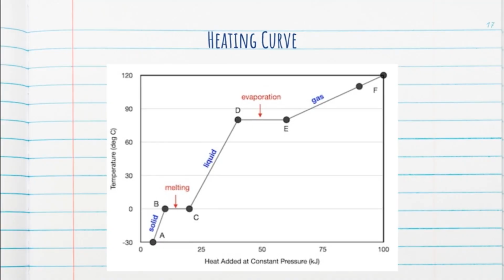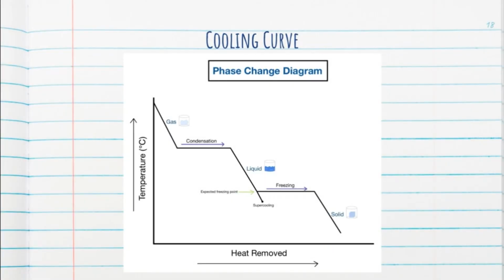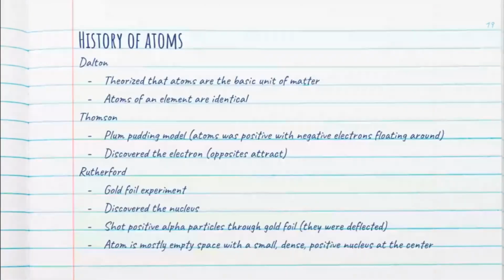Here is an image of a heating curve showing that as it goes from a solid to a liquid, the object will have a melting point, and then from a liquid to a gas, it'll have a point of evaporation, and the temperature will increase. This cooling curve shows that as the substance goes from a gas to a liquid, it's going to have a point of condensation, and then as it goes from a liquid to a solid, it's going to have a freezing point. So it's the exact opposite of the heating curve.